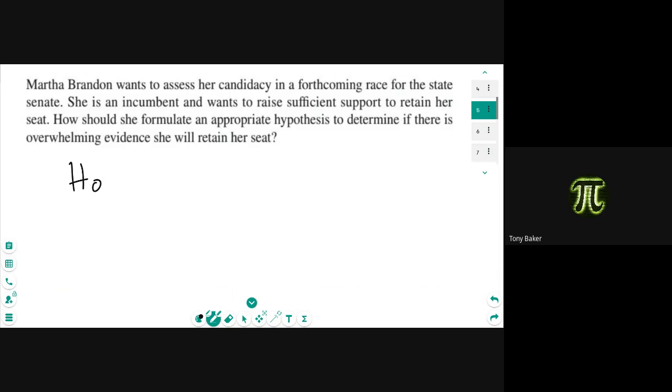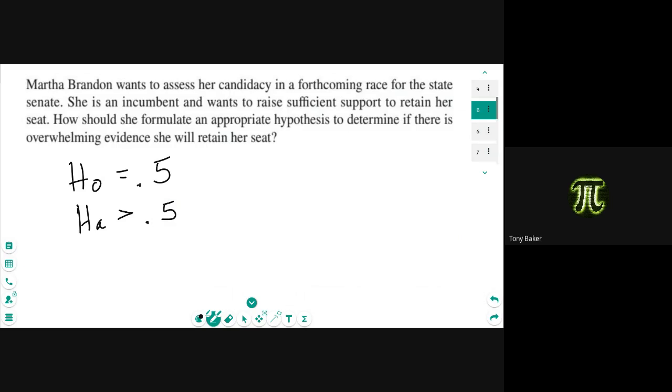Yes, 0.51. 51% would be over the majority. Okay, so your null hypothesis is 50. Your null hypothesis is always equal to. So your null hypothesis is stating that boundary, so that equals 0.5. Your alternate hypothesis, in this case, we want it to be greater than 0.5, because that's when she would retain her seat. So your null hypothesis is always equals.